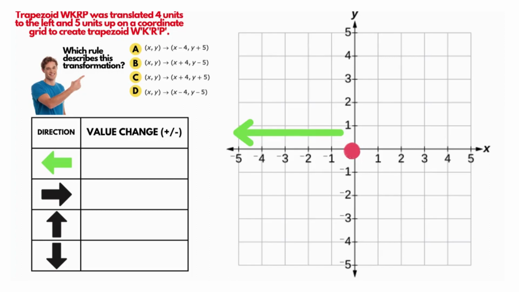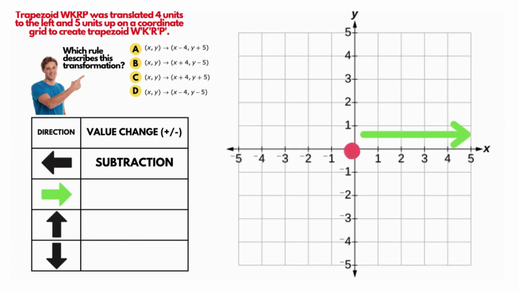Looking at moving left, remember, we're starting from the origin. So we're going -1, -2, -3, -4, -5. We're getting lower in value. Our value is decreasing, so that will indicate in our rule that subtraction is happening. Moving to the right, it's an opposite process. It'll look very similar, only it will be increasing in value. When we increase in value, we're looking at addition.